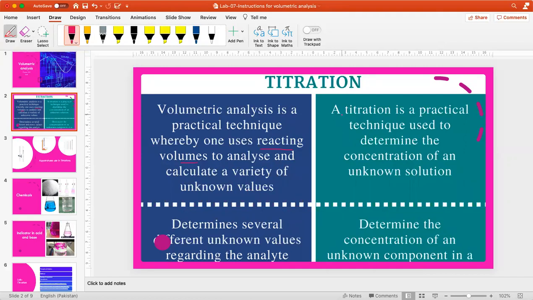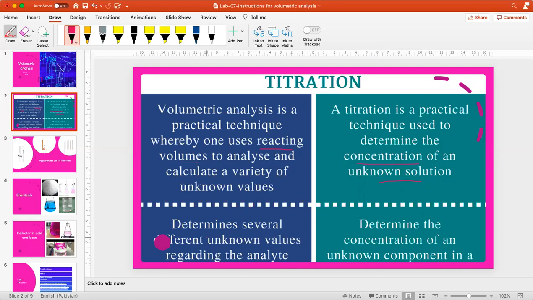So it is a practical technique which is used to determine the concentration of an unknown solution. Now the concentration of the solution is very important. For a practical implementation, consider perfumes: you know that dilution is done. So what is the actual concentration of the perfume, and to what extent is the dilution? So these are some applications.